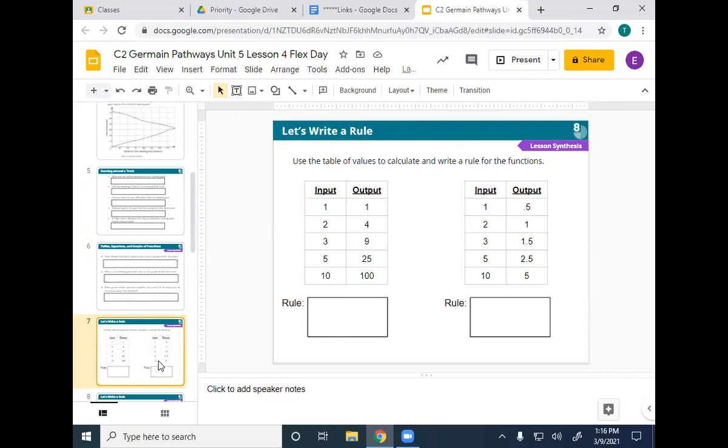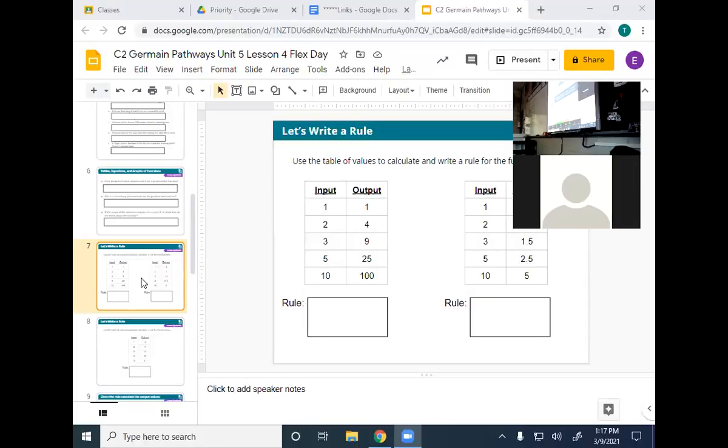I'm going to give you 2 whole minutes to look at all 3 of these and try to calculate a rule. The first 2, it's going to be a 1-stepper. Taking 2 minutes, let's get started. Friends at home, we are looking at 7 and 8, and we're going to try to calculate those rules. 7, both of those are going to be 1-steppers. 8 is going to be a 2-stepper. Take 2 minutes right now. Let's get started.